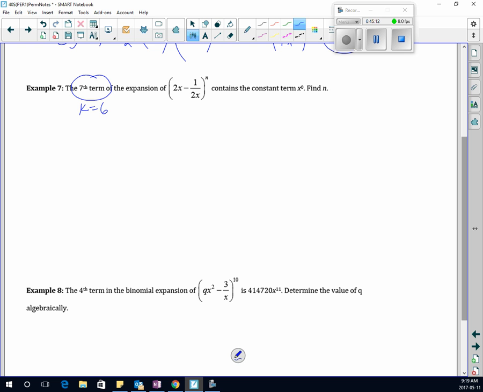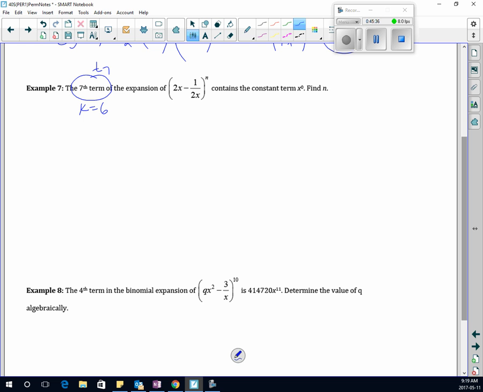So the 7th term, yes, they're giving you T7, but more importantly, they're giving you that K is 6, right? Of this expansion contains the constant term x to the power 0, just in case you didn't realize that the constant term was x to the power 0. Find n. So let's do the algebra way. Do you want to try this?